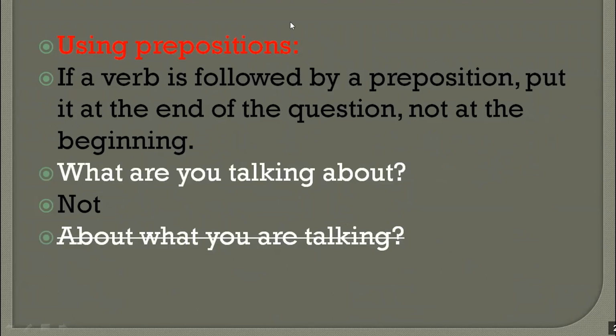Using prepositions. Prepositions are words like in, on, at, under, about, and so on. If a verb is followed by a preposition in the question, put the preposition at the end of the question, not at the beginning. For example, what are you talking about? Not about what you're talking, that's wrong. So we put the preposition at the end.